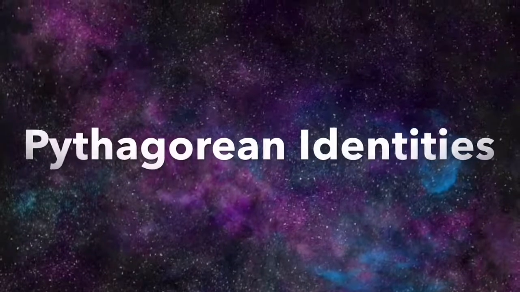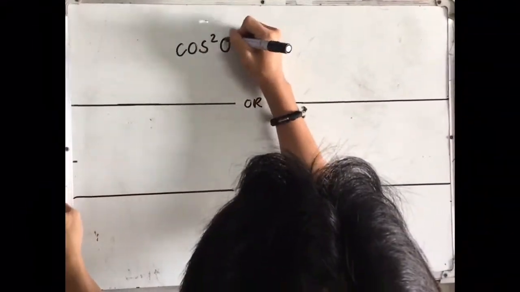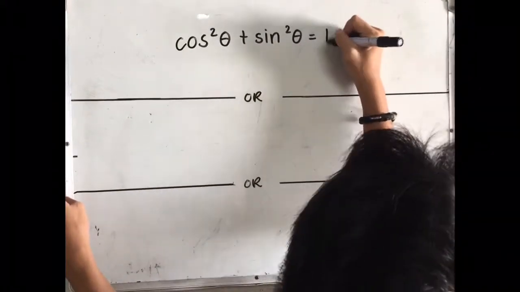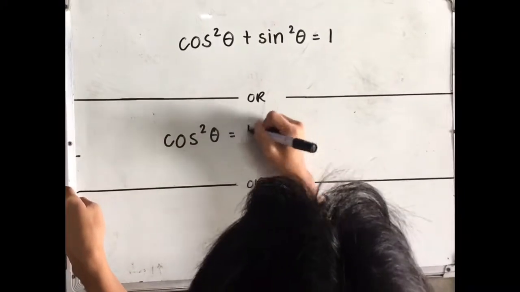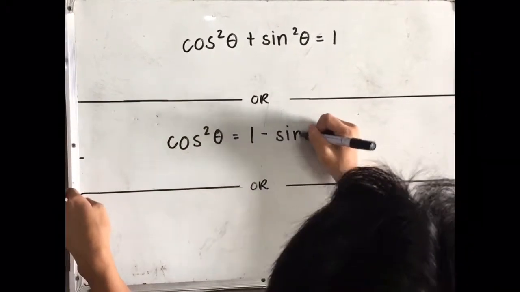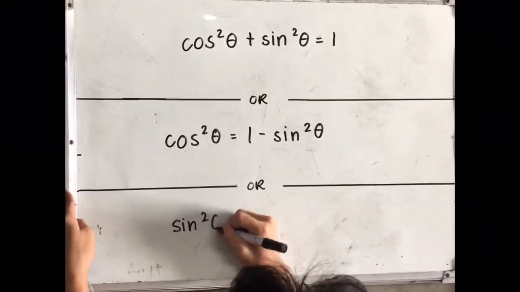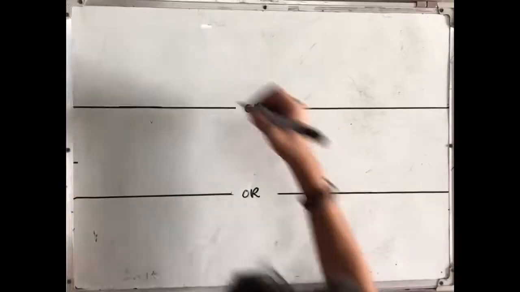Lastly, we have Pythagorean identities. First, cosine squared theta plus sine squared theta equals 1. And if you're looking for the value of cosine squared theta, you will have 1 minus sine squared theta. And if you're looking for the value of sine squared theta, you will have 1 minus cosine squared theta.